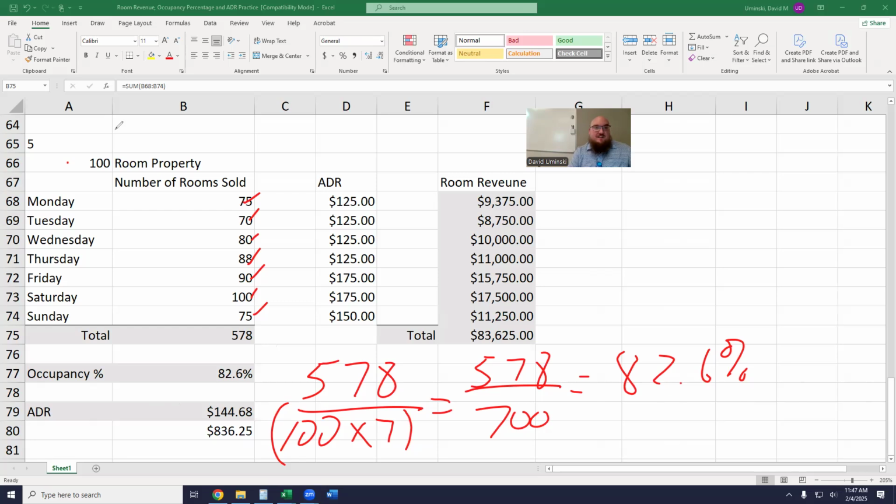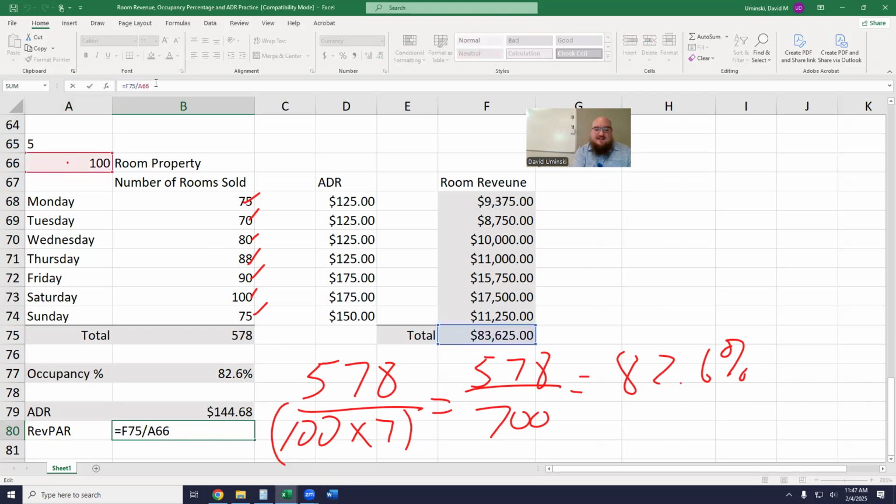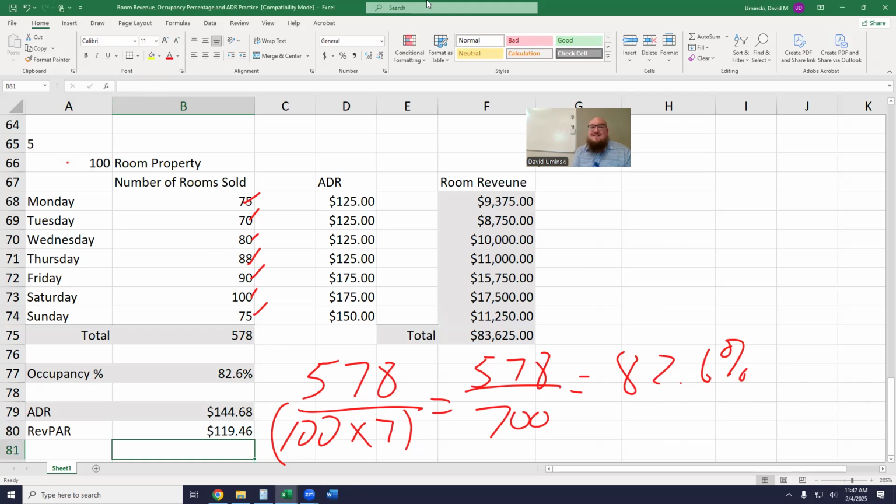ADR and RevPAR, do these numbers look correct? No, why? Because RevPAR is way higher than ADR. So what did I do? I forgot to multiply by 7. That's a very common thing that happens on this assignment with students. Now it looks right, at 119.